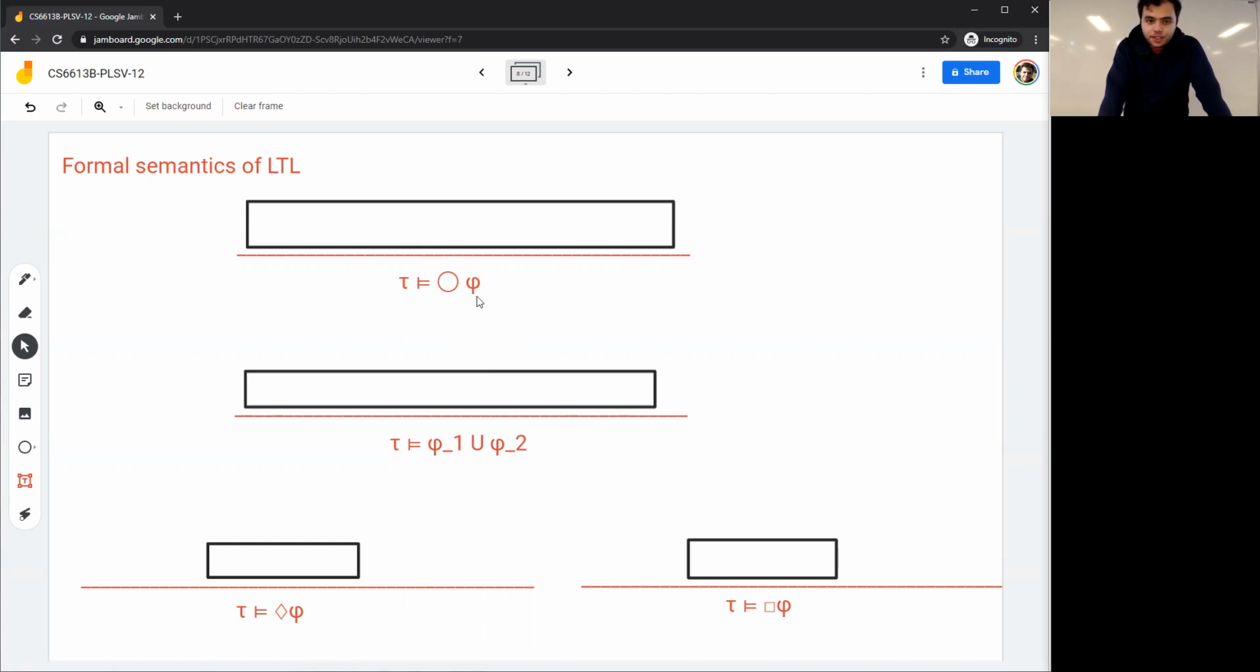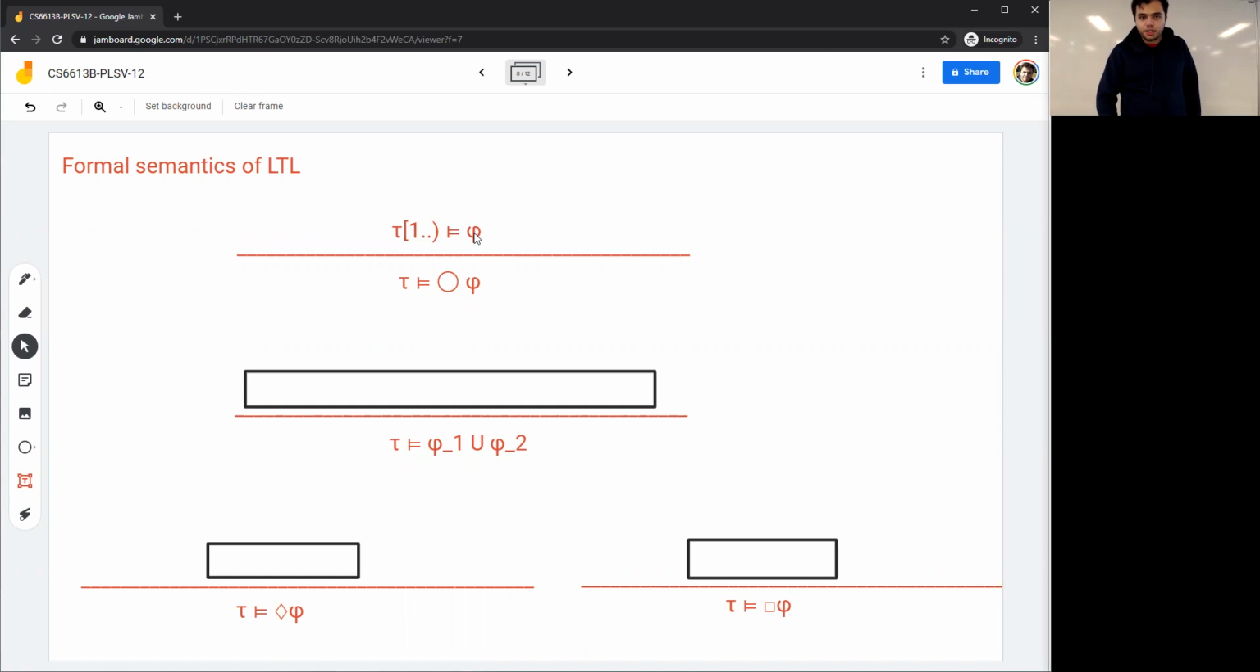So what does next phi mean? It means that if you ignore the current time and start the time at the next iteration, at the next time step, next second, whatever it is, if you start at the next time point, then phi should hold. So let's write exactly that. Let's just take the suffix of tau that starts from index 1, the suffix that ignores index 0. And let's say that if that suffix satisfies a formula phi, then tau satisfies next phi. Okay.